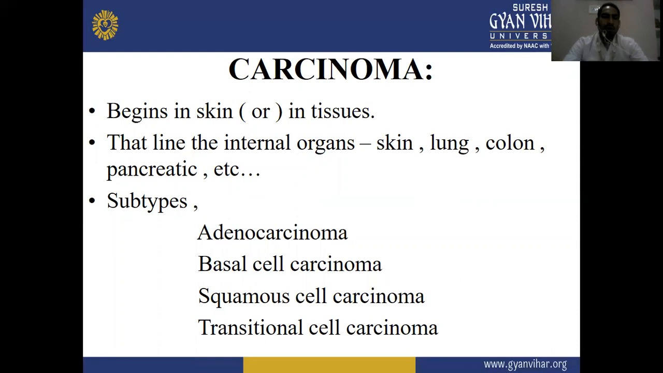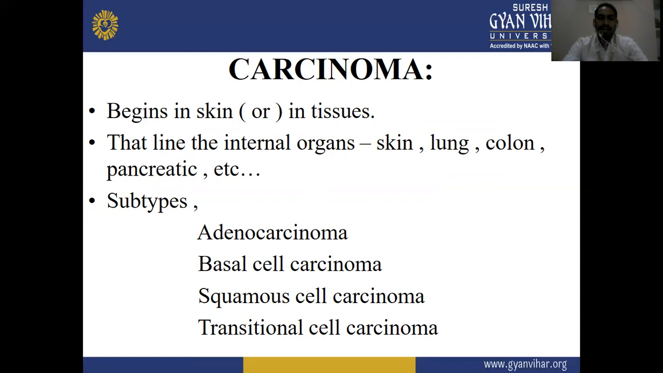Next one is carcinoma. Carcinoma begins in the skin and in tissues that line the internal organs, like skin, lung, colon, pancreas, etc. Subtypes of carcinoma are adenocarcinoma, basal cell carcinoma, squamous cell carcinoma, and last one is transitional cell carcinoma. First one, adenocarcinoma, is a type of cancer that starts in mucus-producing glandular cells of your body, and mucus-producing glandular cells means goblet cells.